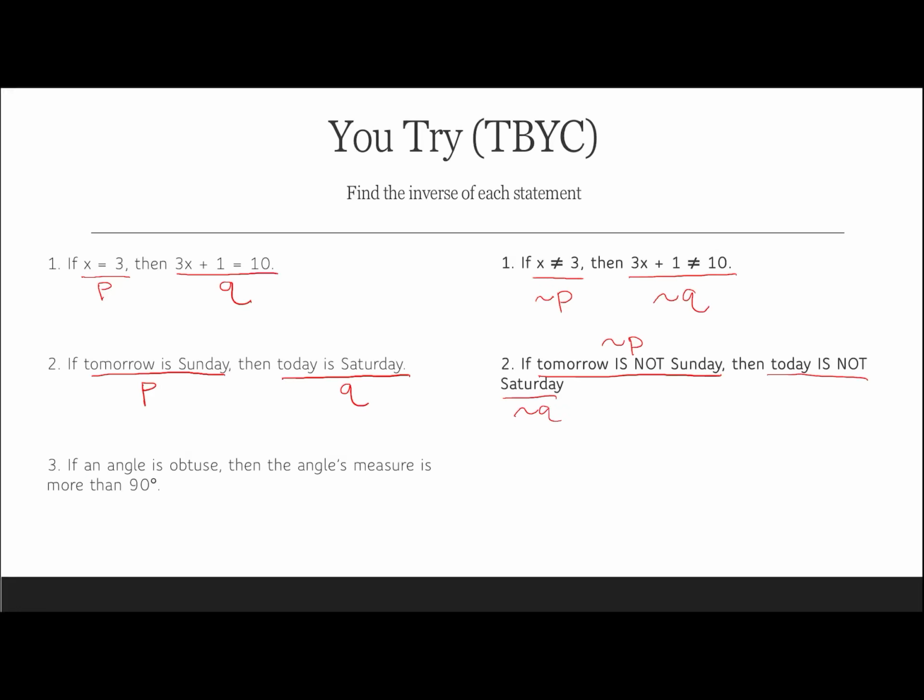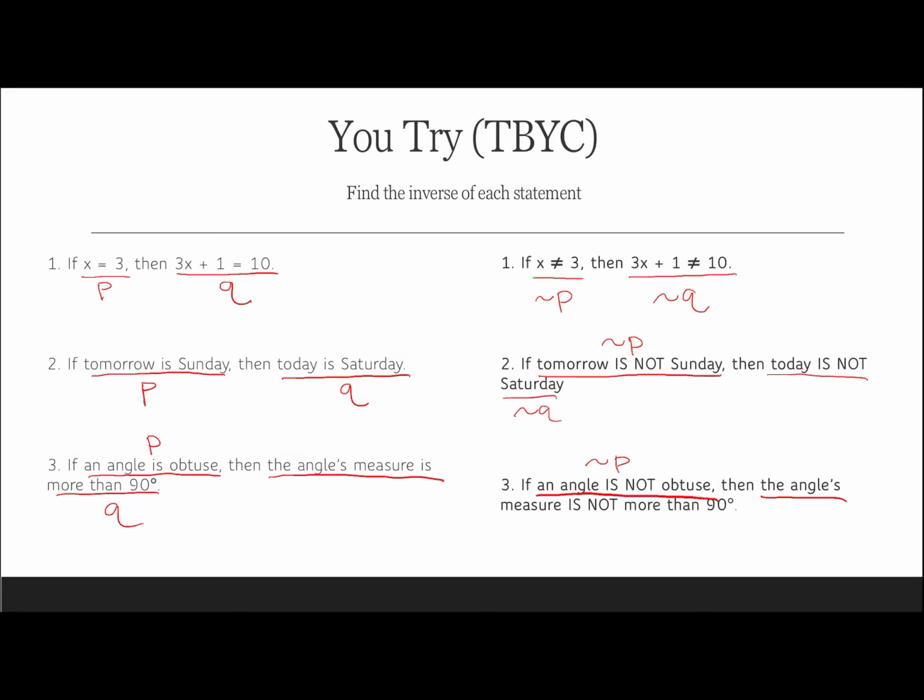For number 3, if an angle is obtuse, then the angle's measure is more than 90 degrees. Statement P is an angle is obtuse. The angle's measure is more than 90 degrees is statement Q. Our inverse is if an angle is not obtuse, which is not statement P, then the angle's measure is not more than 90 degrees, which is not statement Q. So again, if not P, then not Q.